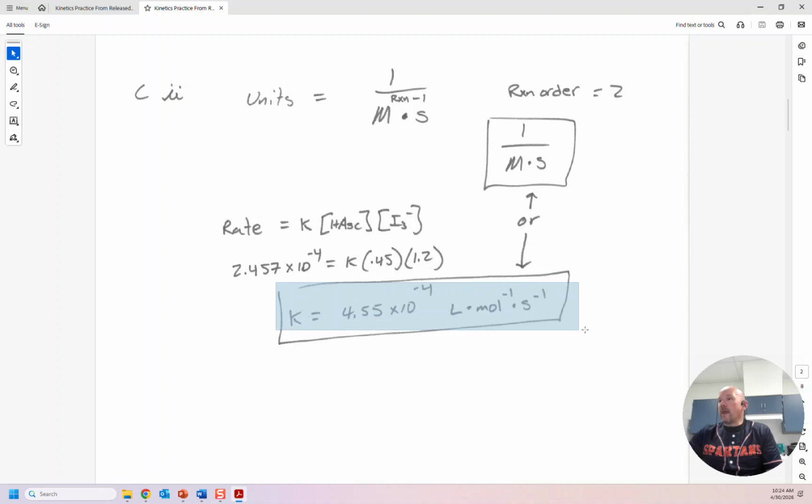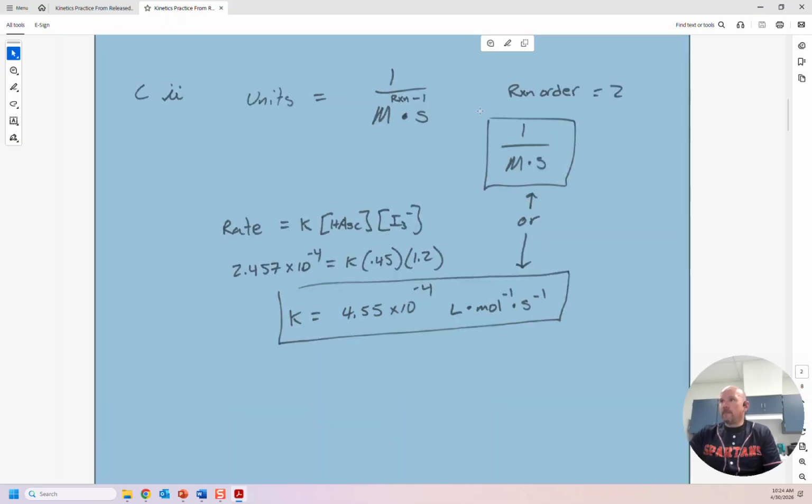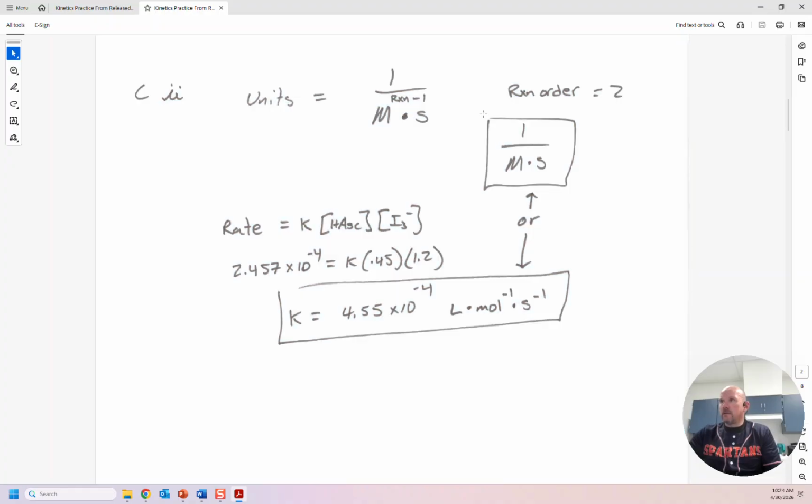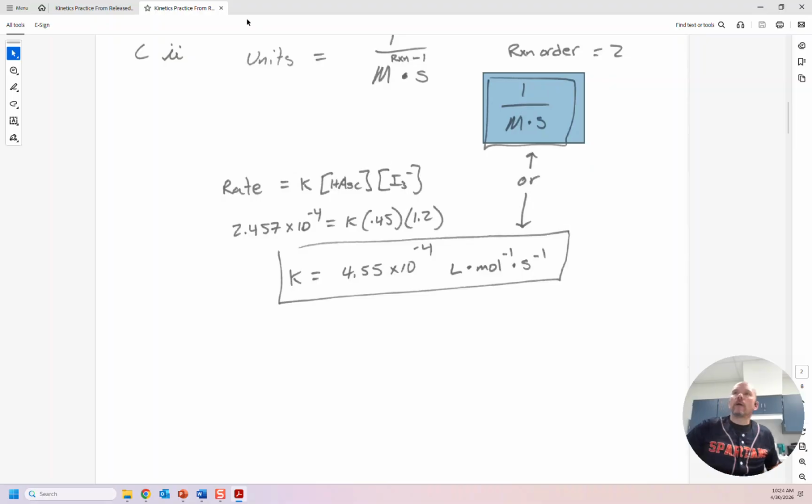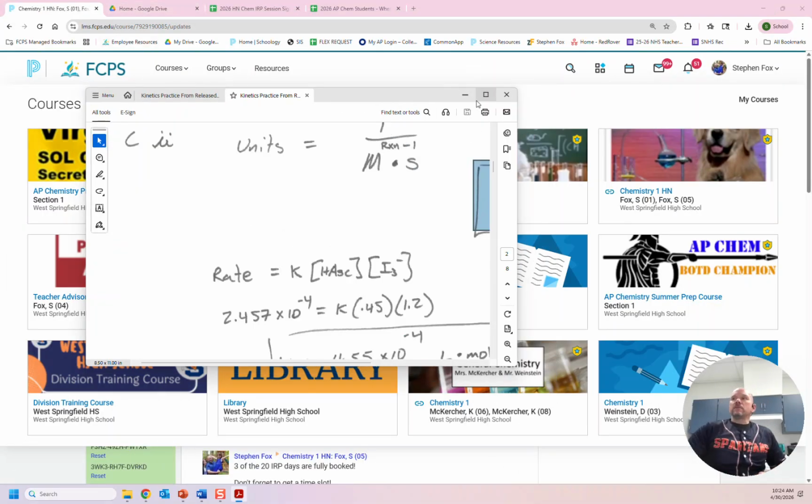But remember, whenever you have to calculate a rate constant on the AP exam, they will ask you for the units, and you won't get the point if you don't get the proper units, right? So again, this way or this way. And on the AP exam, there'll be at least one question, multiple choice or free response, where you will have to, and sometimes you don't even have to calculate what K is. You just have to know what the units for K will be. Okay. All right. So sorry I missed that one.